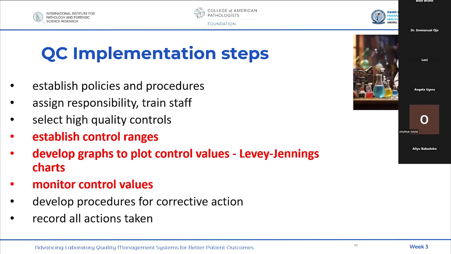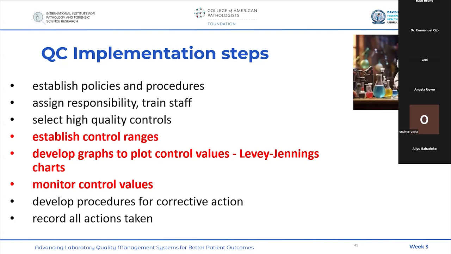And I'm going to explain why you need to do that, why you're not just using the manufacturer's mean and standard deviation. The next thing will be that using the ranges that you've established, what will be the value at plus 1 SD, minus 1 SD, plus 2 SD, minus 2 SD. You now need to develop graphs, which are LJ charts. So you develop this graph and you put the numbers, the data that will be at the mean, at the plus and minus 1 SD, plus or minus 2 SD, and then plus or minus 3 SD.